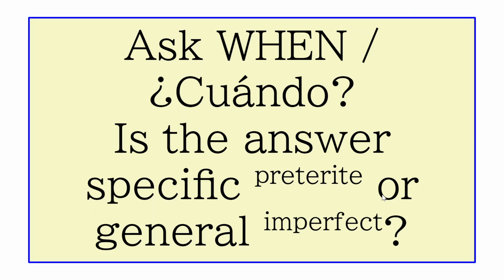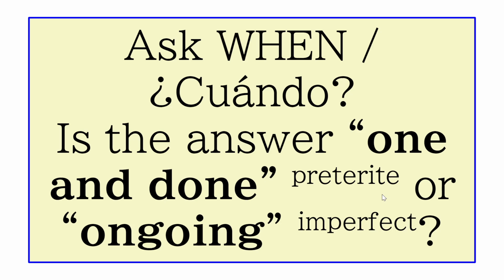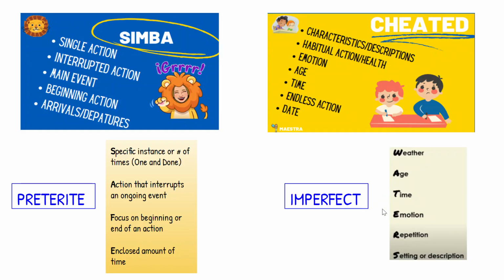I'm going to show you a couple of ways to think about this. This might help you, or the next slide might help you. If you ask, when did this happen? And the answer is very specific, a point in time, go towards preterite. If it's general, if you can't hit it with a dart on a calendar, that's imperfect. Or if the answer is one and done, preterite. If it's ongoing, used to, was happening, imperfect.